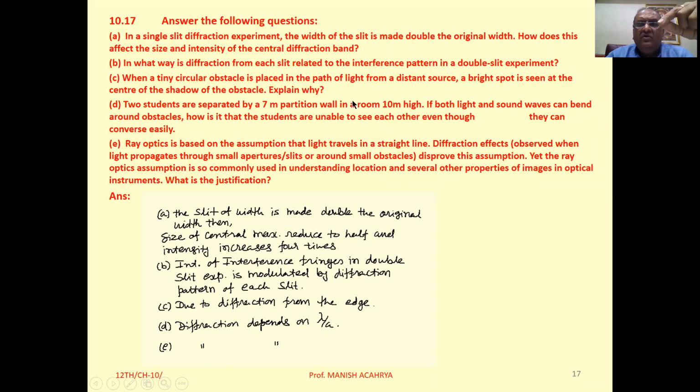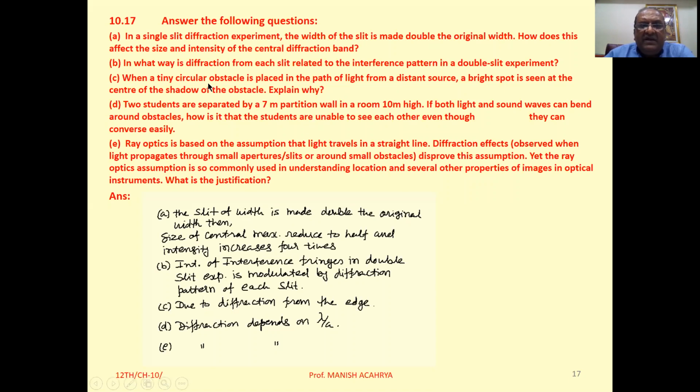B. In what way is diffraction from each slit related to the diffraction pattern in a double slit experiment? So intensity of interference fringes in double slit experiment is modulated by diffraction pattern of each slit. We also saw an example of this type, the central maxima formed by the diffraction pattern, and in that the interference pattern is accommodated.